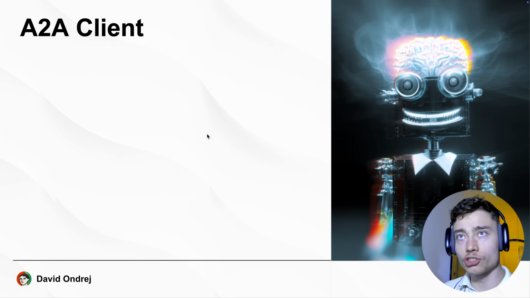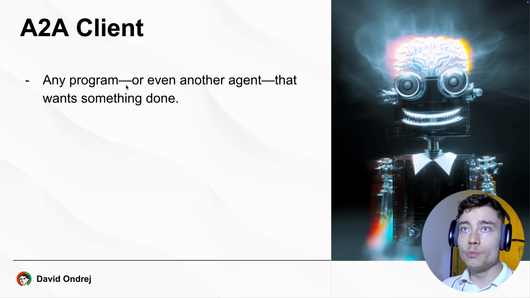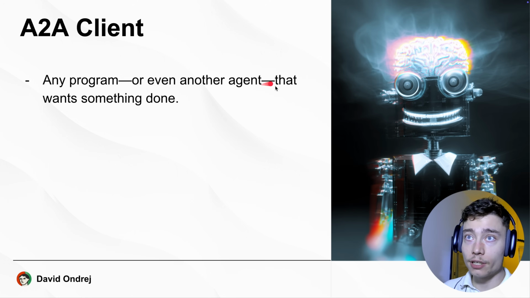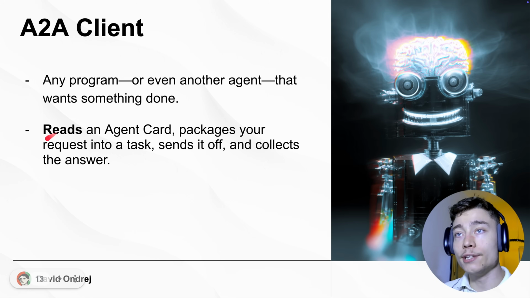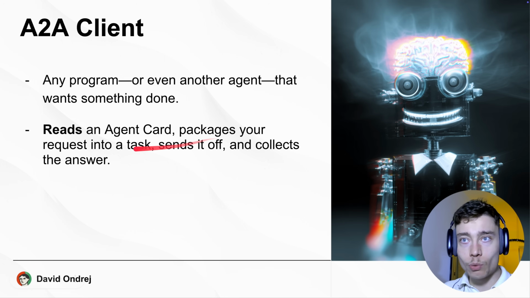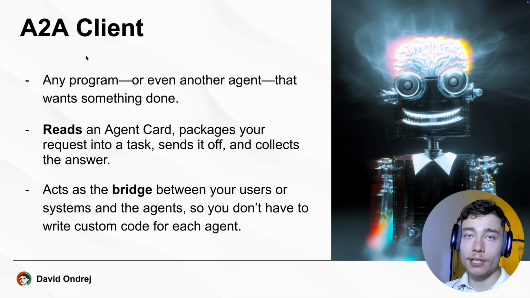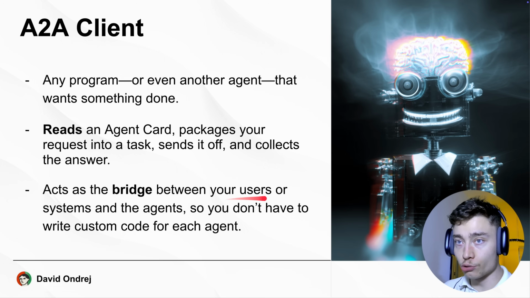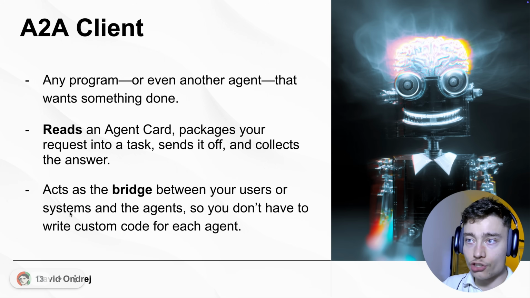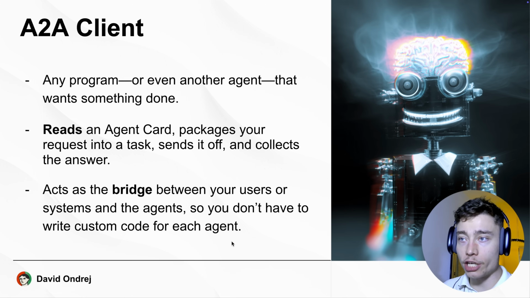The third key concept is the A2A client. This could be any program or even another agent that wants something done. The A2A client reads the agent card, packages your requests into a task, sends it off, and collects the answer. Basically, the A2A client acts as the bridge between your users or your systems and the agents. So you don't have to write custom code for each agent, which is kind of the core idea behind having this uniform standard that everybody uses.